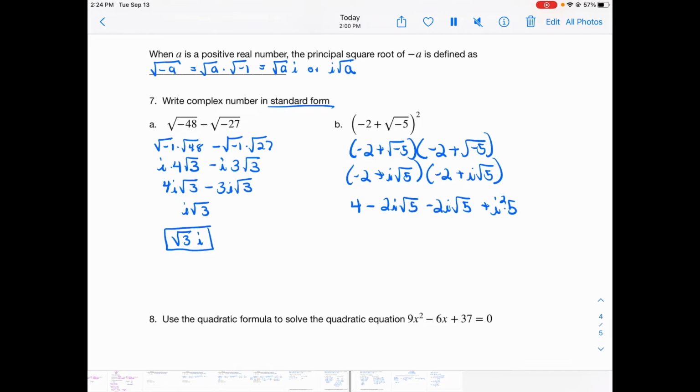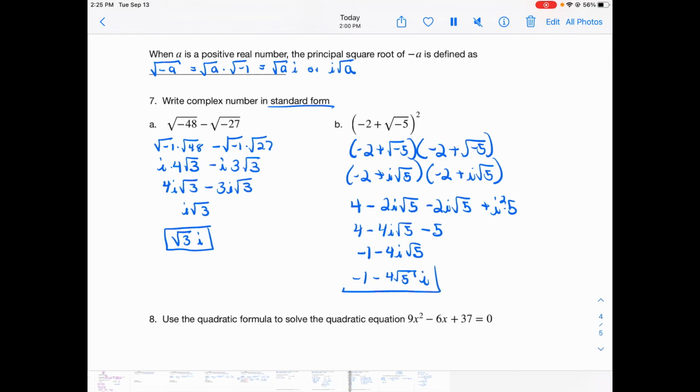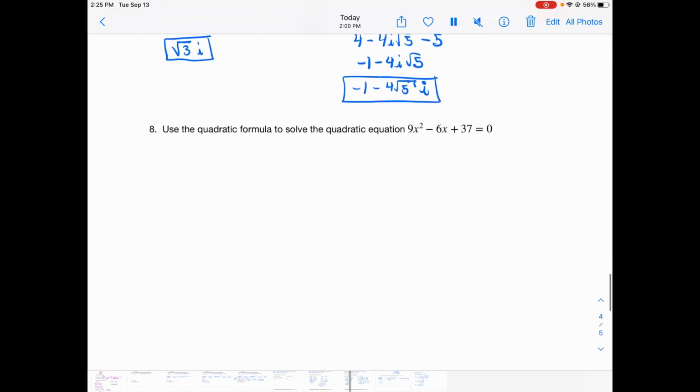And the square root of 25 is 5. Adding my like terms together. Remember, i squared is negative 1, so that becomes a negative 5. Combining 4 minus 5 is negative 1. And then if I want to write this in actual standard form, I put the i at the very end, making sure it's not underneath the radical. So I kind of put a tail on there to show that. And that's how you write complex numbers in standard form.